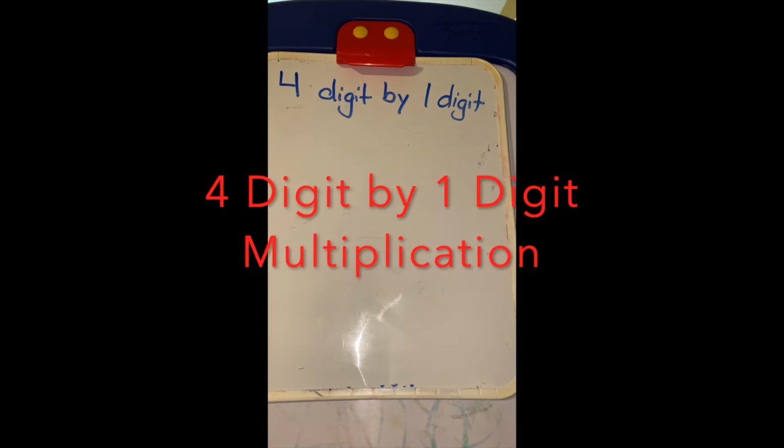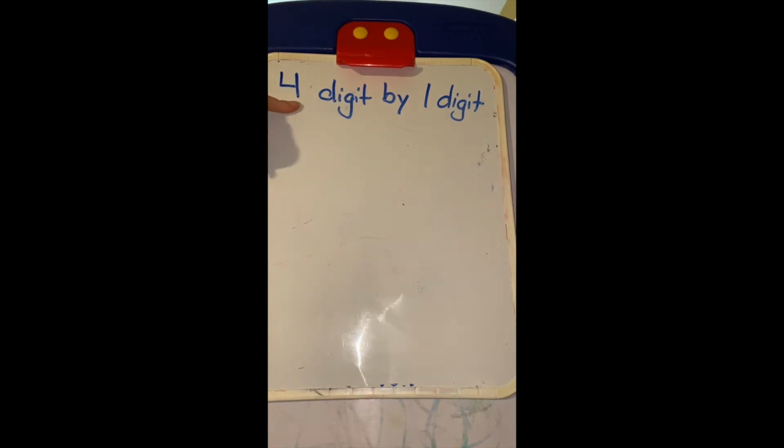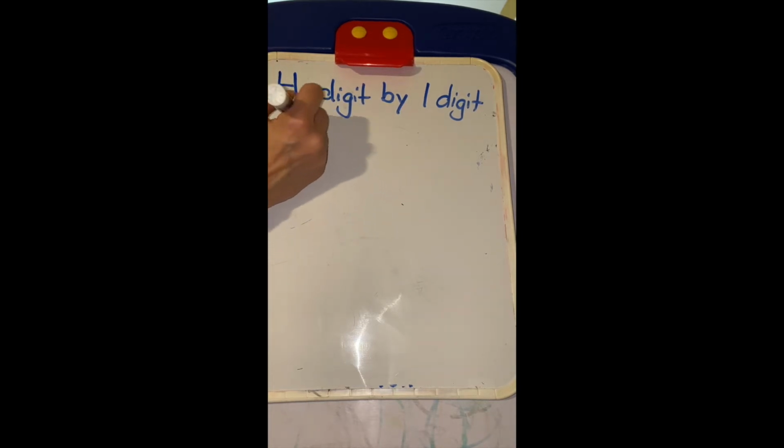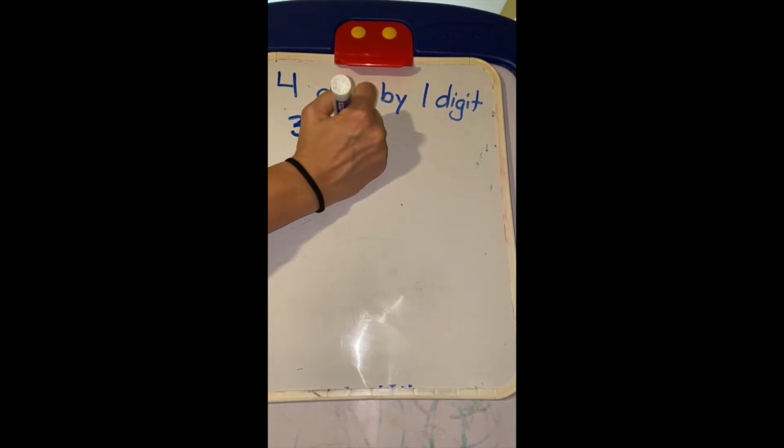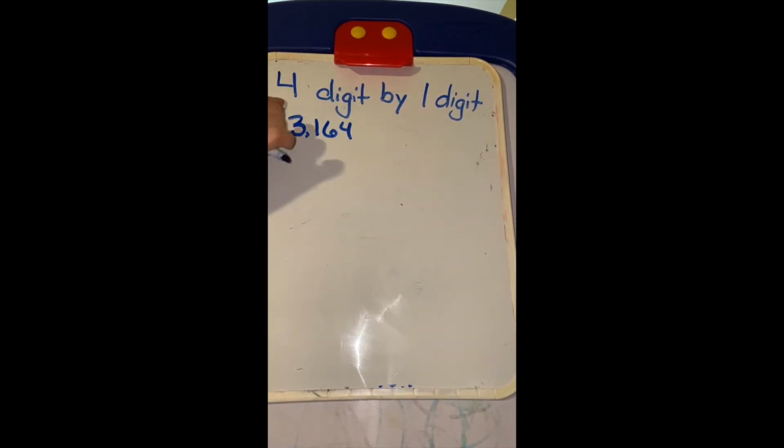Okay, on Thursday, we're just adding another digit. Now we have 4-digit by 1-digit, so now we have a number in our thousands column, okay? So if I make up a number, let's say we have 3,164. Okay, 4 digits. 1, 2, 3, 4. Thousands, hundreds, tens, and ones.